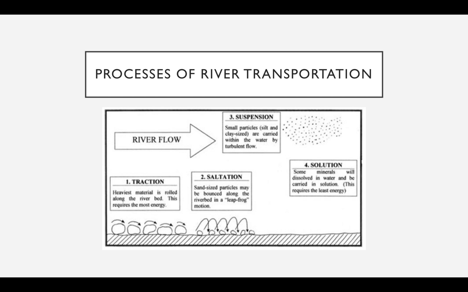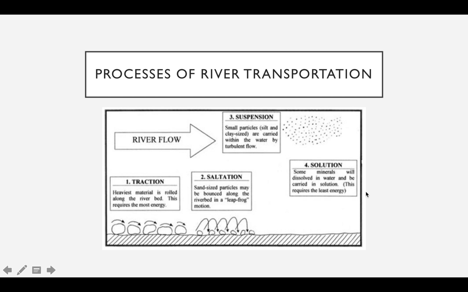Saltation is where the pebbles and rocks sort of leapfrog each other, as it says there, sand-sized particles bounced along the riverbed. Not as much energy needed for that. Third is suspension. Your smaller particles, always getting smaller in size here, silt and clay-sized, are carried within the water when there's turbulent flow. A lot of the time, the suspension and solution would discolour the water. So you might have a brown colour, the Yangtze River, for example, the Yellow River, because of all the sand in it. And solution then, some minerals may be dissolved in the water.